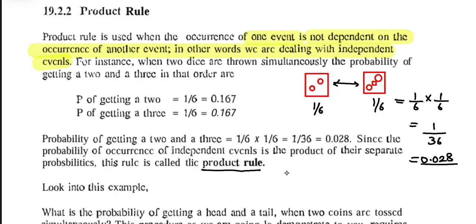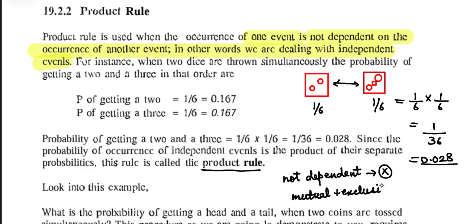So whenever the two events are not dependent on each other, means they are not mutual, that time it is the product rule. And whenever they are mutually exclusive, means either this or either that, we have the addition rule or the sum rule. Now let's solve some problem.